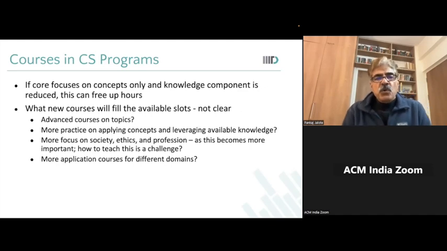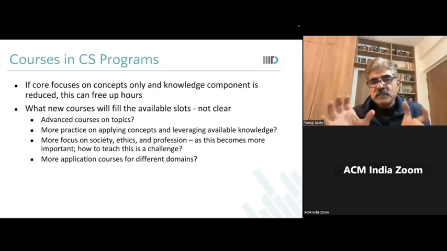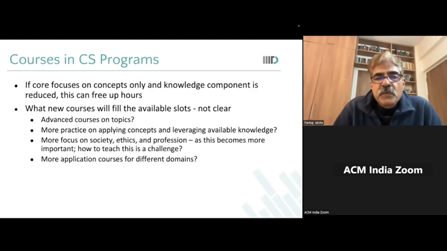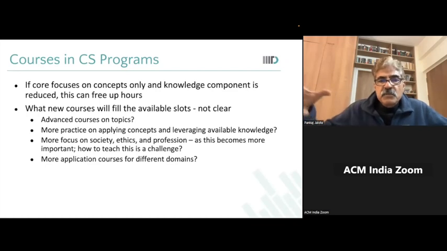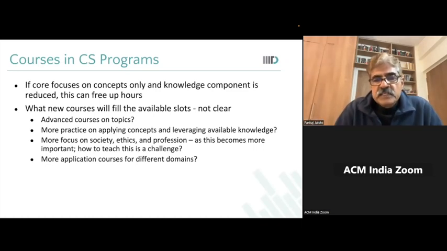Okay. Courses, now just the last point: what kind of courses in CS programs? If the core courses focus mostly on concepts and knowledge, which is important for that, there is likely to be more free hours. Now, what do you teach in those free hours? Clearly advanced courses on some topics is a possibility. More practice on applying concepts and leveraging available knowledge. I'm leaving all these question marks because I don't know. If we agree that some of these things can be reduced, then the question is, what do we teach? Again, similar to what are the high level knowledge and skills that we want to make.